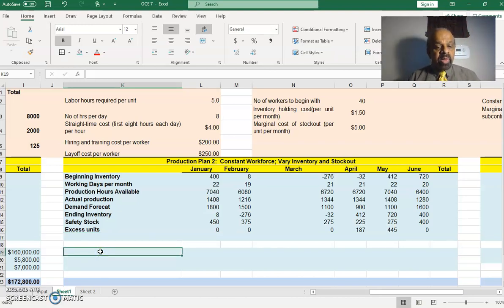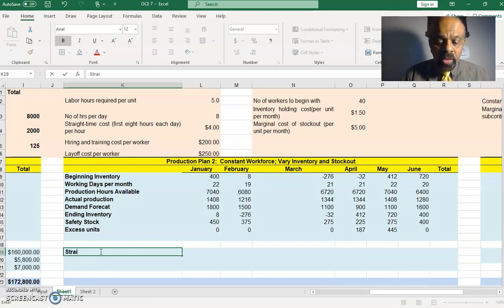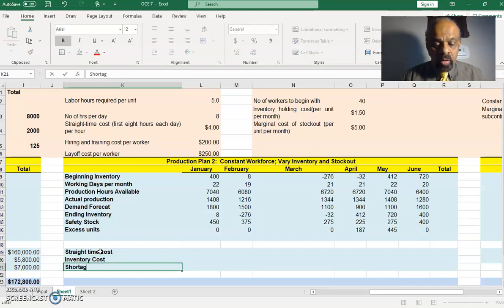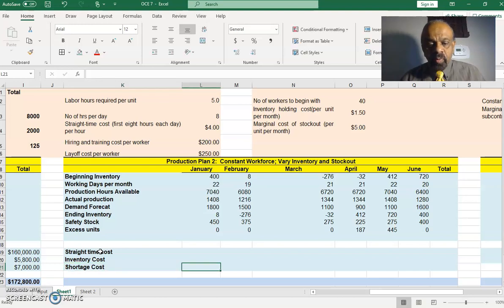Now I am going to calculate my cost. There are 3 costs that I'm going to use. One is my straight time cost, which, like before, we're going to calculate. Then I'm going to calculate my excess inventory cost, which is called inventory cost. And the third one, I'm going to call it the shortage cost. The shortage cost is the same as stock out cost. It's also called stock out cost because I'm in short of my inventory, so it is stock out. Okay, out of stock basically. Stock out means out of stock.